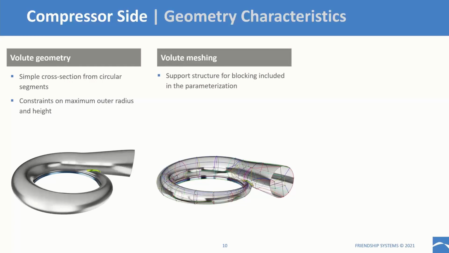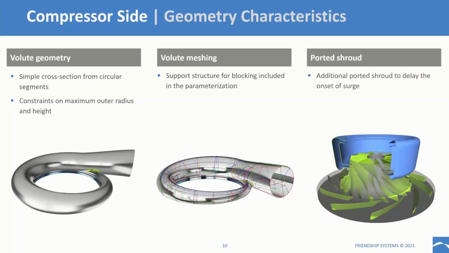Regarding the meshing, we also included support structure for the blocking of a structured mesh directly within the parametrization of the geometry. I'll give some more details about this later. And we also had the option, at least, to add a ported shroud to the compressor if it's necessary to delay the onset of surge.